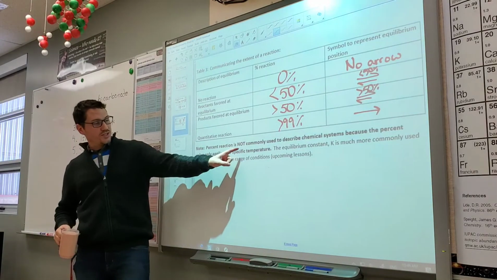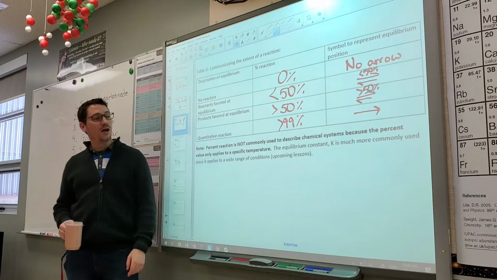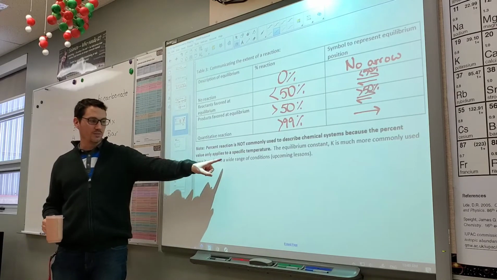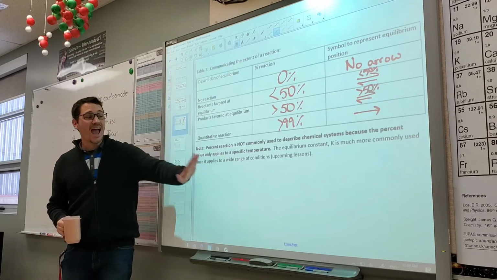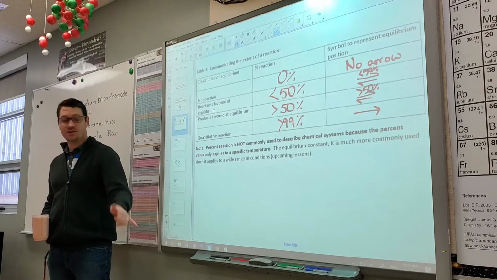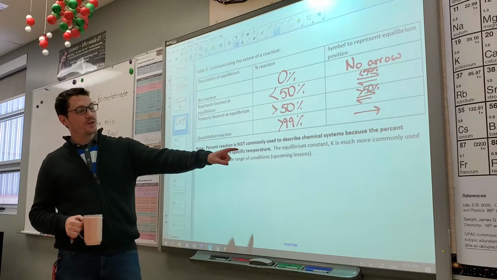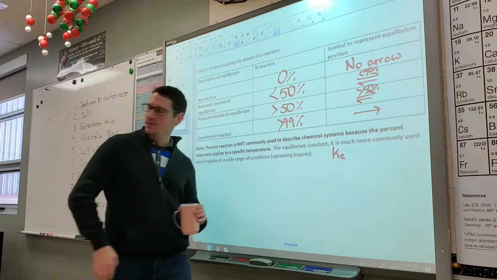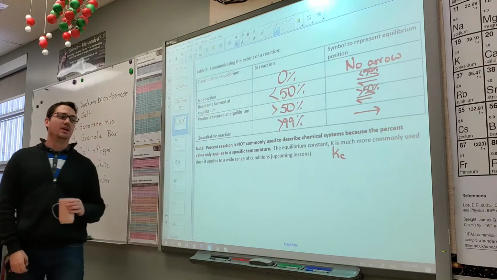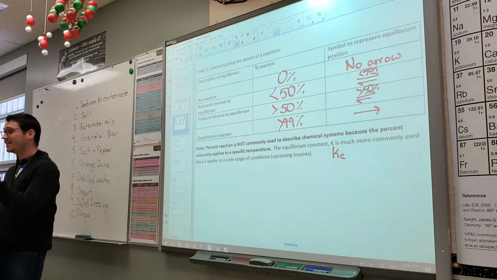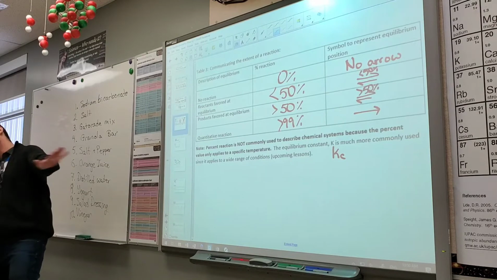So percent reaction is not commonly used to describe a chemical equilibrium system because the percent value only applies to a specific temperature, and it only applies to very specific concentrations, okay? The equilibrium constant K, or Kc as we often say, is more commonly used, and we will talk about Kc hopefully at the end of class, maybe tomorrow.